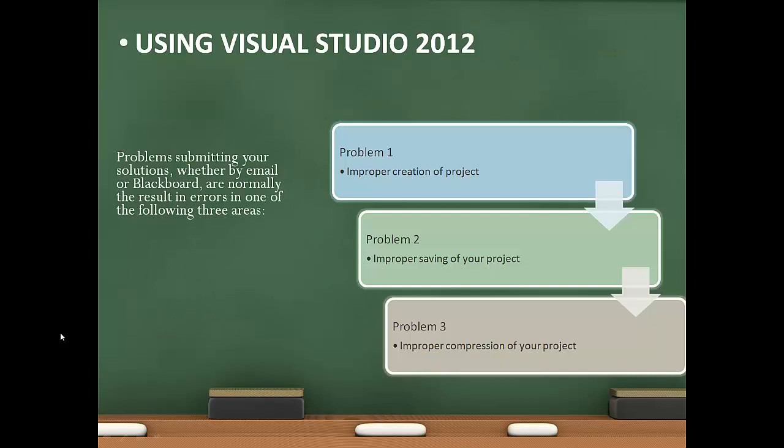Problems submitting your solutions, whether by email or Blackboard, are normally the result of errors in one of the following three areas. Problem Area 1 is improper creation of the project. Problem Area 2 is improper saving of the project. And Problem Area 3 is improper compression of your project. Errors in your solution loading when it's submitted can be the result of a problem in any one of these areas or a combination of two or more.